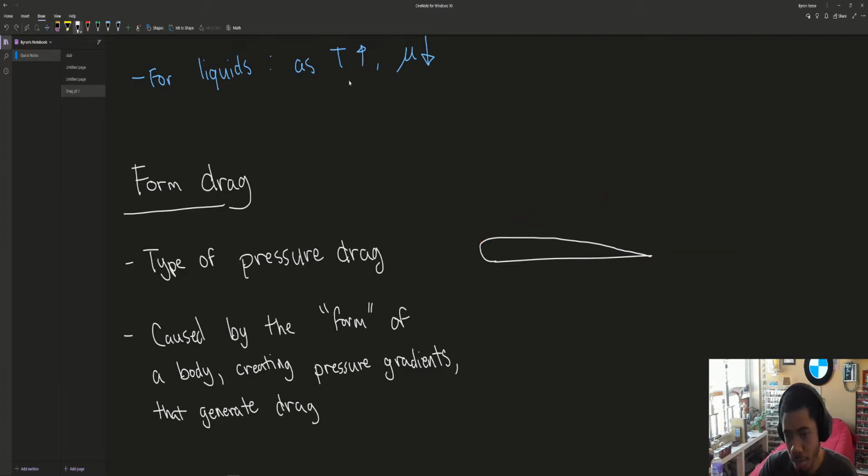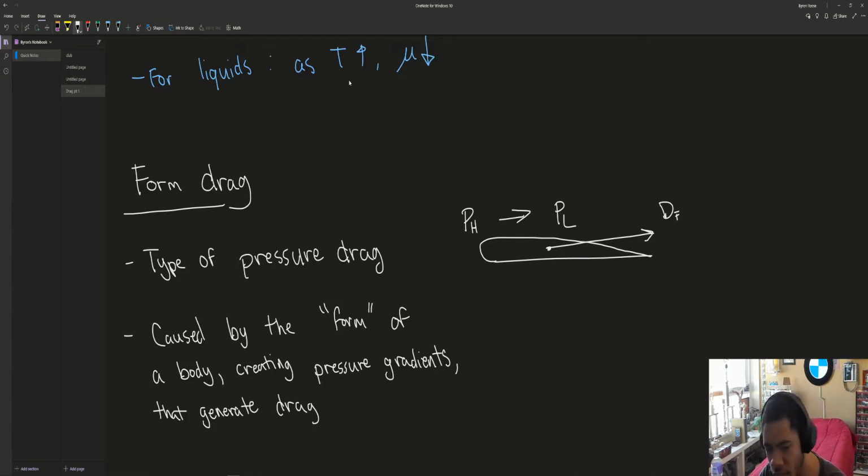But in terms of form drag, what we care about is the fact that in the front here, you get this really high pressure that starts off, and then it turns into a lower pressure as you go toward the back. And this higher pressure wants to move back toward the lower pressure. As that happens, it creates a drag force that pushes your body backwards. And this is drag due to form.